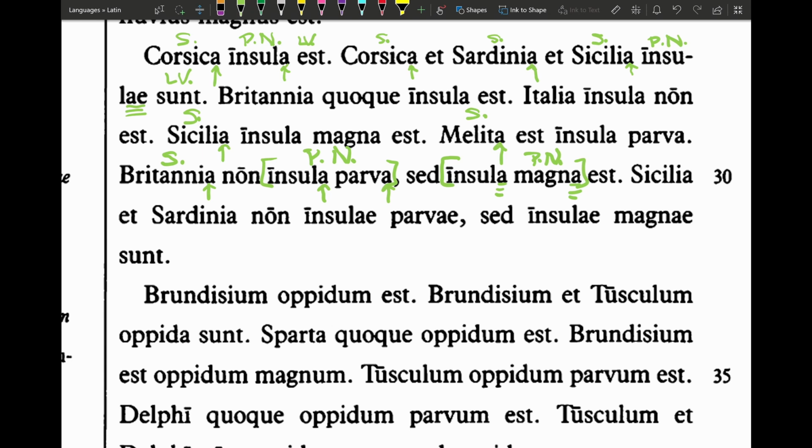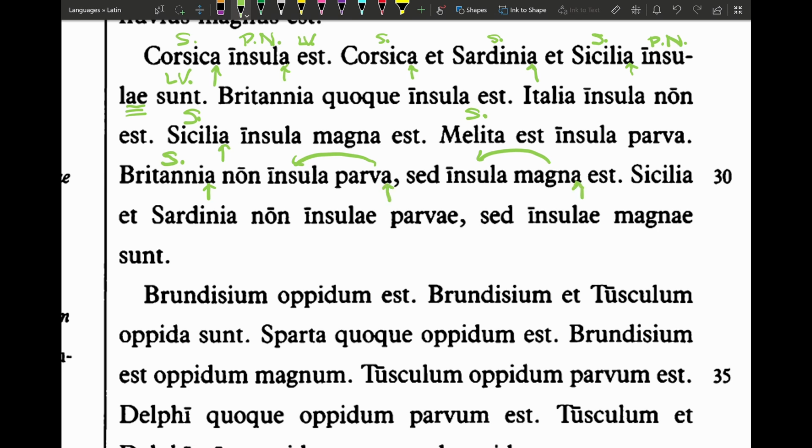So once again, I'm going to rehash this. This adjective is agreeing with this noun. This adjective is agreeing with this noun. Notice that I'm not saying that this noun is agreeing with this adjective. The adjective always agrees with the noun. Again, look at the endings.